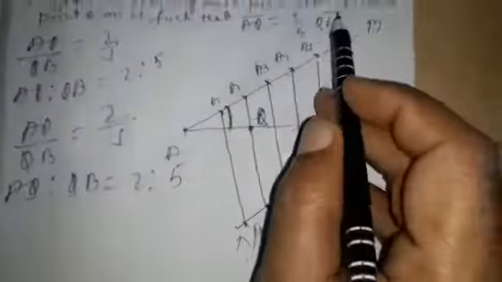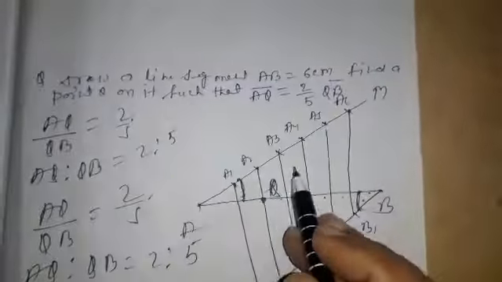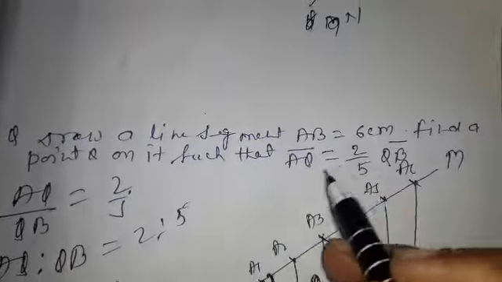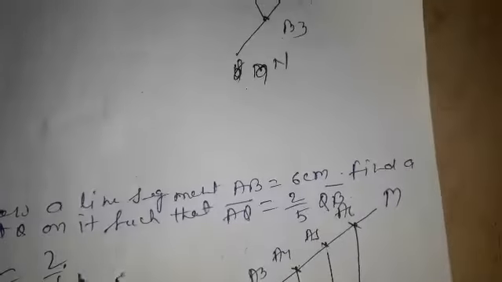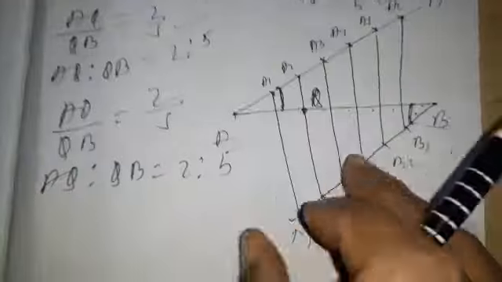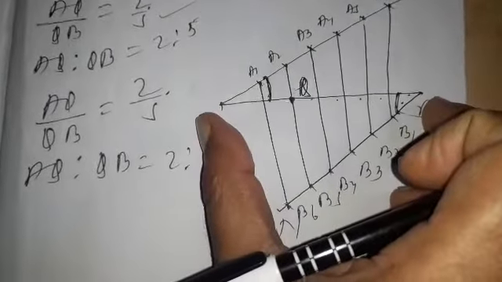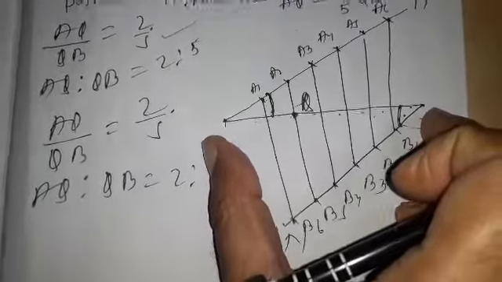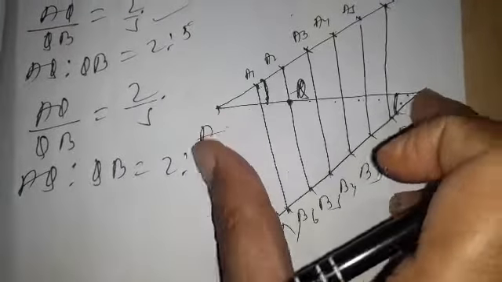Next question is, draw a line segment AB of length 6 cm. Find a point Q on it such that AQ is equal to 2 by 5 QB. It means AQ by QB is equal to 2 by 5. It means AQ is to QB is equal to 2 is to 5. It means we have to divide the line segment AB of length 6 cm into 7 equal parts.